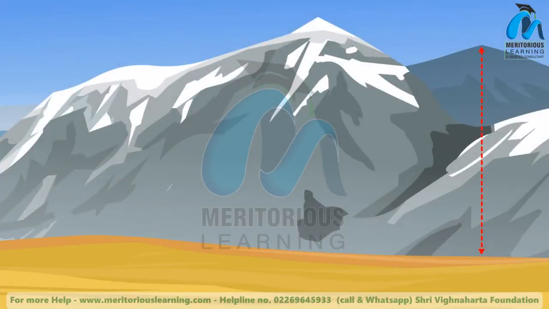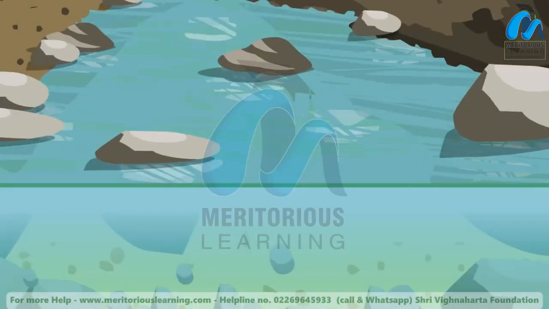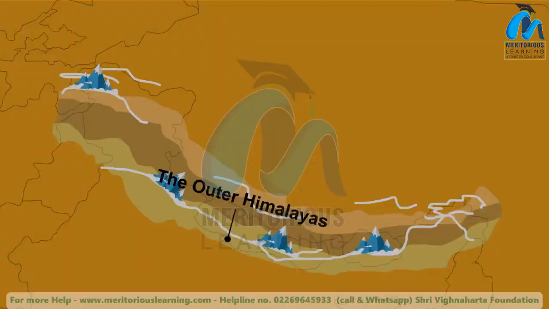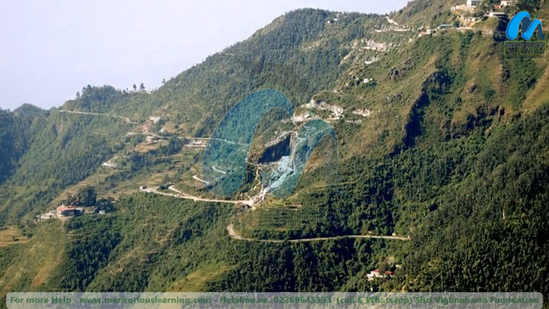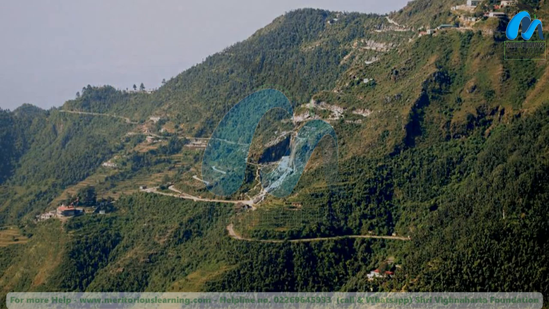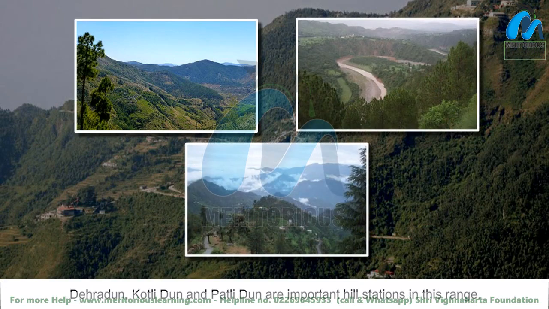The altitude varies from 900 meters to 1,100 meters and the width varies from 10 to 50 kilometers. It is made up of sediments deposited by the rivers of the northern Himalayas. The valleys lying between Himachal and the Shivalik range are called dunes. Dehradun, Kotli Dun and Patli Dun are a few to name.